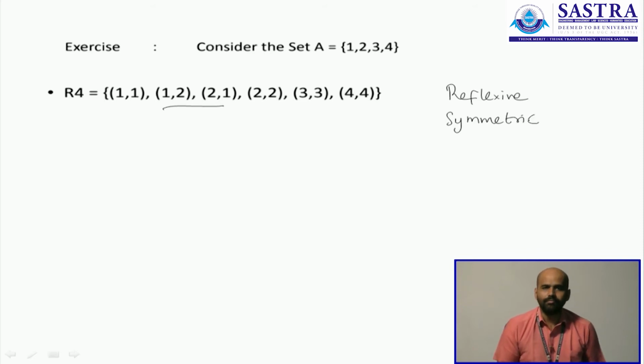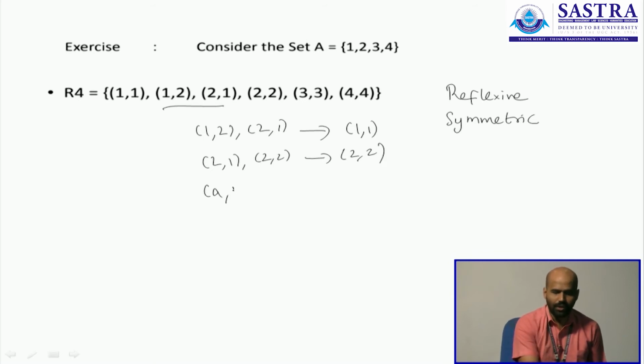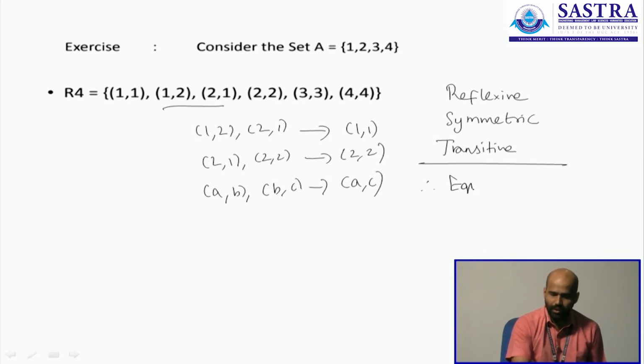But can you call it transitive as well? Yes, it seems it can be, because you have 1 2 and 2 1, which should result in the pair 1 1 which is present. You have 2 1 and 1 2, which must result in the pair 2 2. You also have that present. So whenever you have AB and BC, you also have AC. Therefore, it is all of reflexive, symmetric and transitive, and therefore it is also an equivalence relation. All the three it is.